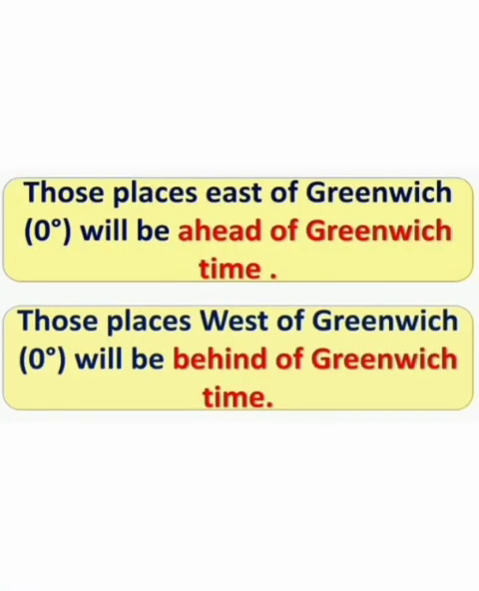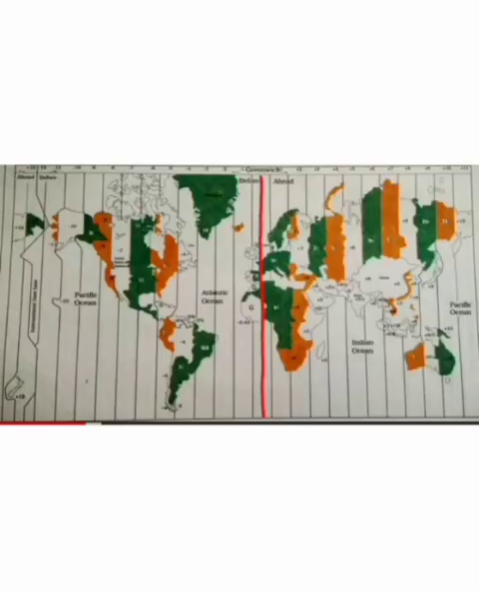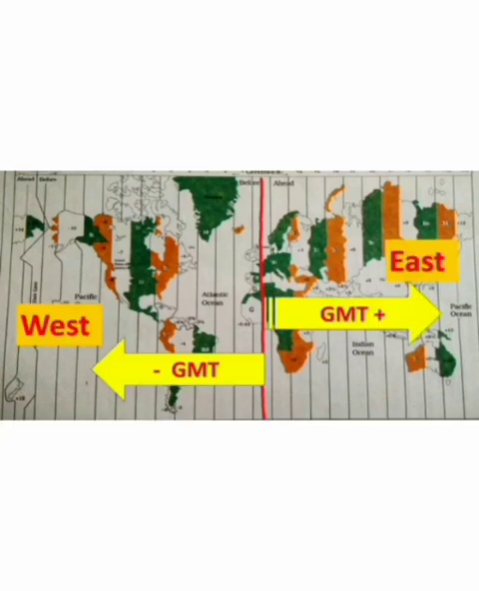And those places east of Greenwich, that is 0-degree, will be ahead of Greenwich time. And those places west of Greenwich will be behind Greenwich time. Now see in the picture, you will be very clear after watching this picture. As you can see, 0-degree longitude is at Greenwich.